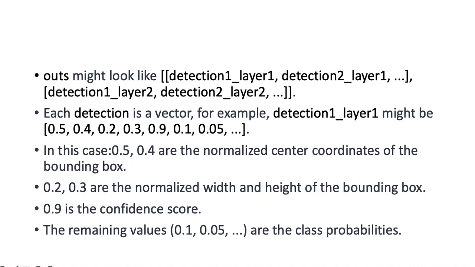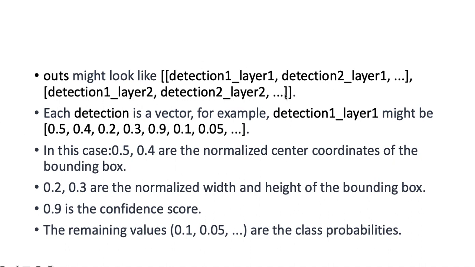So I'll repeat what I mean by that. This is the list of the objects detected by the first output layer. That's why it is called detection 1, layer 1. Detection 2 is the second object detected by layer 1, and so on and so forth. This is detection 1, layer 2. That means this is the first object detected by layer 2, the second output layer, and so on and so forth.